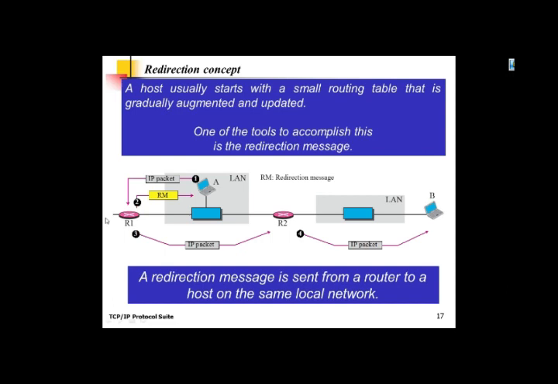So R1 needs to forward this packet, and before it can forward the packet, it will realize that for A1, the better route is R2. Instead of sending to me, it would be better if it would send to R2. So what the router R1 is doing, in that case, router R1 is not discarding the packet. It will be forwarding the packet to R2 so that it can be delivered to destination B.